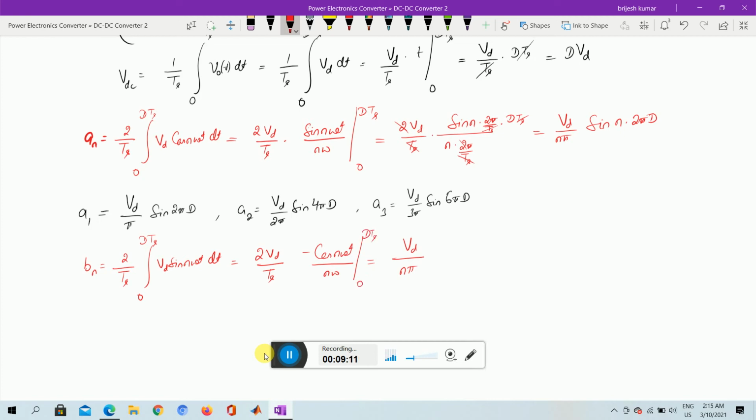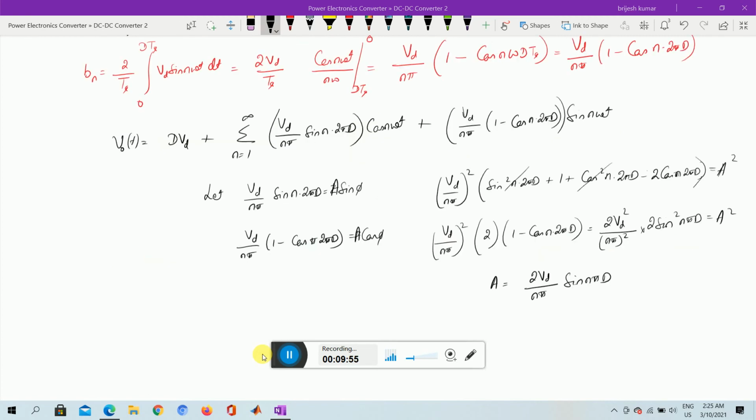Since there is a minus sign, we will interchange the limit. Now we can remove this minus sign from here, and we can write dTs to 0. After that we can put the limit here, cos 0 is 1 minus cos of n omega t, where t is d times of Ts. I can write it like this, and then we get Vd by n pi, 1 minus cos of n 2 pi d. So we get the value of An and Bn.